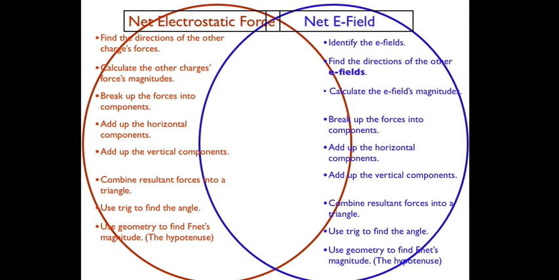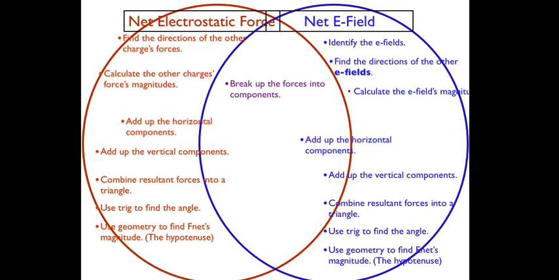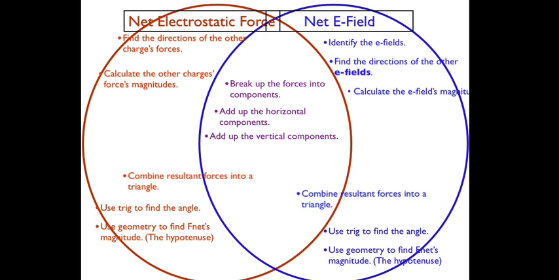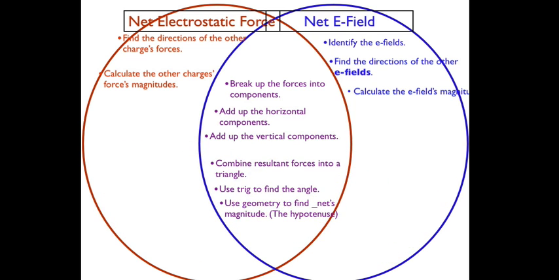And I can see where they're going to overlap. In the beginning it's a little different: I'm dealing with forces and dealing with fields. But once I've identified the forces and the fields, it's all the same process. I'm combining by summing up the forces, I'm combining by summing up the fields, I'm getting a net field and a net force in the x and y directions, and then I make my triangle, find the hypotenuse and the angle. So it's pretty much the same process.